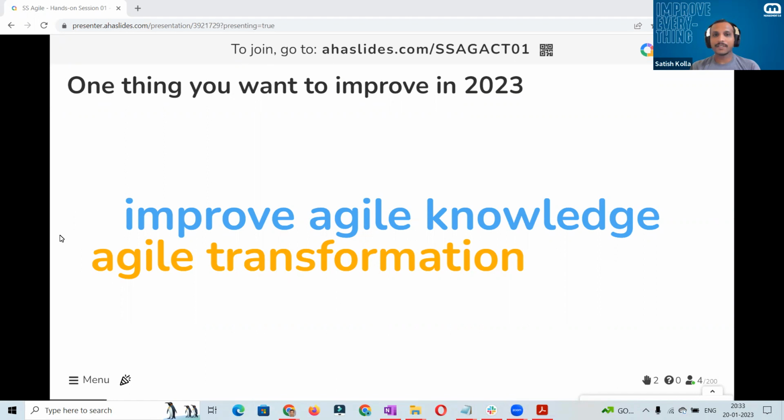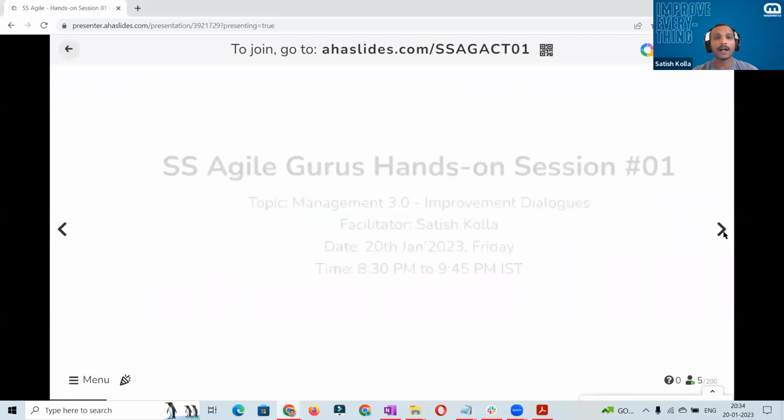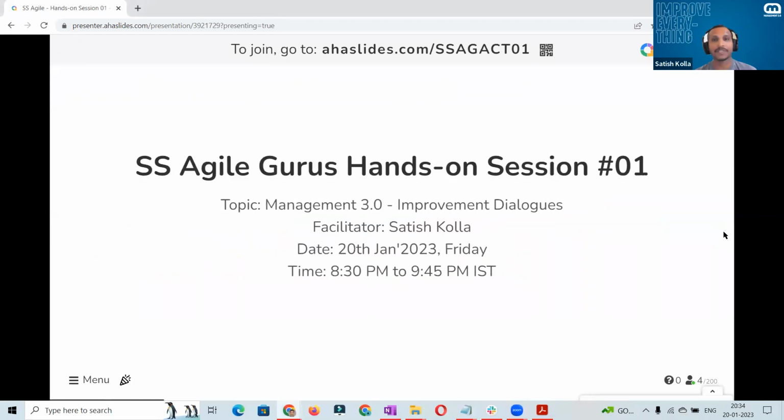Today, this is the first session where we are doing a hands-on activity as part of SS Agile Gurus. We are going to discuss one of the Management 3.0 tools, techniques or concepts, whatever we consider it to be. This is an approach which I recently facilitated as part of a Management 3.0 case study, so I thought it could be helpful for our group, as we are all agilists playing different roles like Scrum Masters, Agile coaches, managers, leads or team members. Whatever role we play, these conversations will be helpful. For that reason, we are going to discuss improvement dialogues as a technique or concept in today's session.